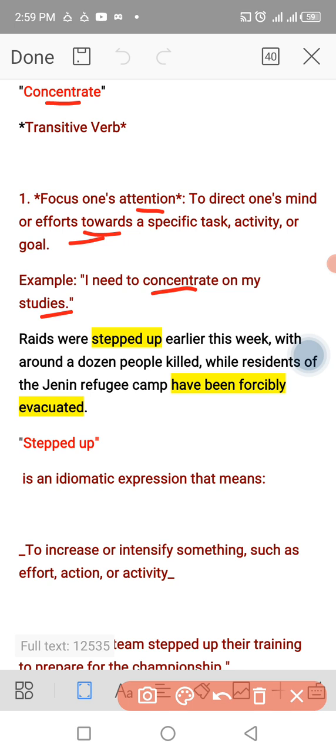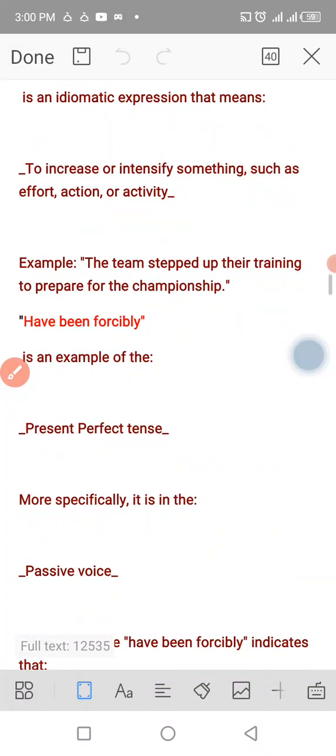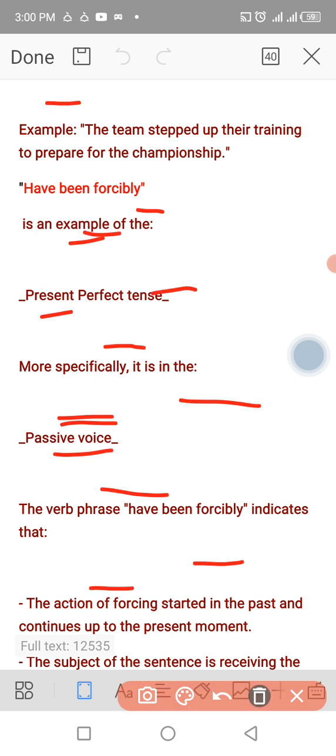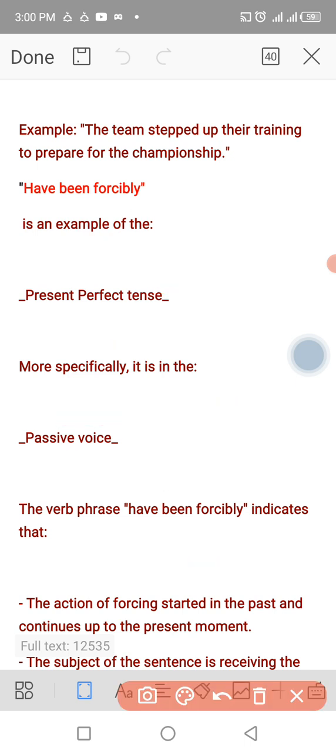The next paragraph: Raids were stepped up earlier this week, with around a dozen people killed, while residents of the Jenin refugee camp have been forcibly evacuated. The phrases are: were stepped up, and have been forcibly evacuated. Step up is a phrasal expression meaning to increase or intensify something such as effort, action, or activity. For example, the team stepped up their training to prepare for the championship.